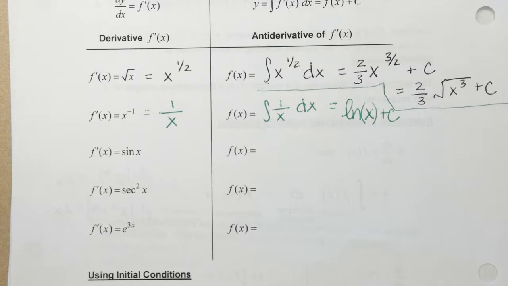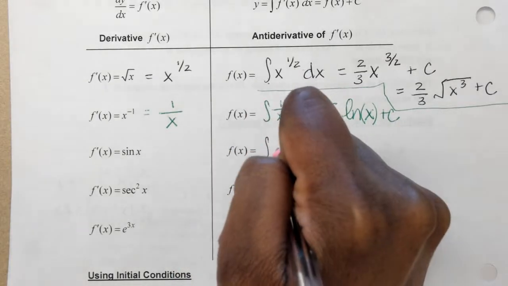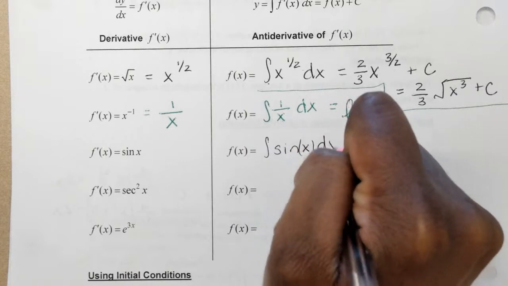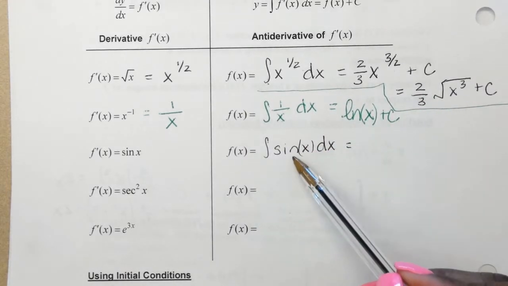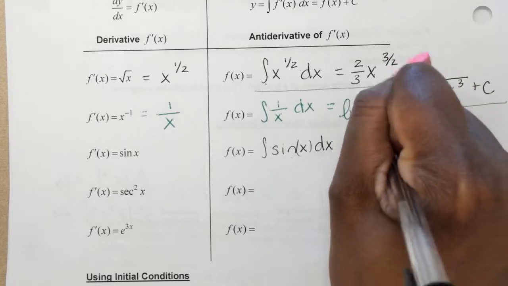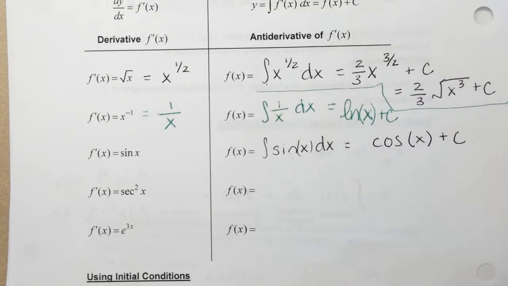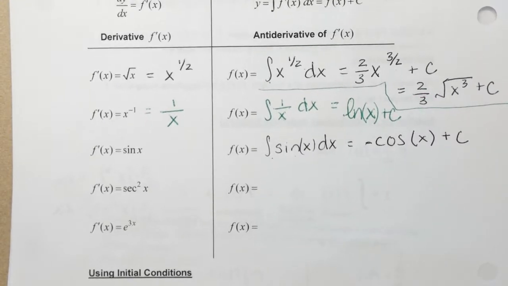Now f prime is sine of x, and so we're looking for the integral of sine of x dx. Now what gives me a derivative of sine? Cosine comes the closest, right? The derivative of cosine is negative sine, but we want a positive sign, so we're going to make this negative.